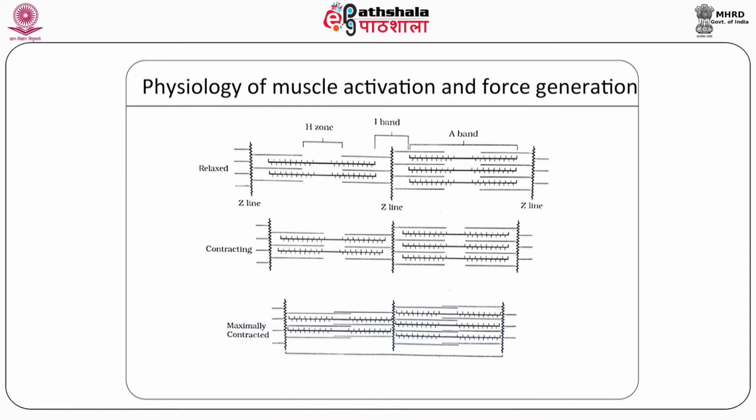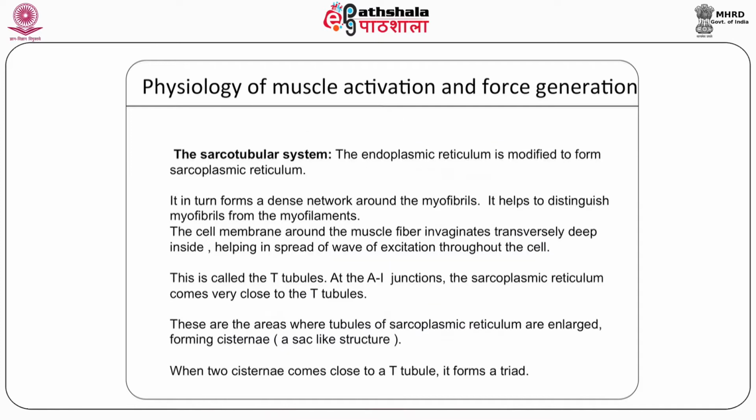The I band lies immediately adjacent to the Z line. The A band lies in the center of the sarcomere, and the H band is situated in the middle of the A band. Now, let us see about the sarcotubular system. The endoplasmic reticulum is modified to form the sarcoplasmic reticulum. It in turn forms a dense network around the myofibrils. It helps to distinguish the myofibrils from the myofilaments.